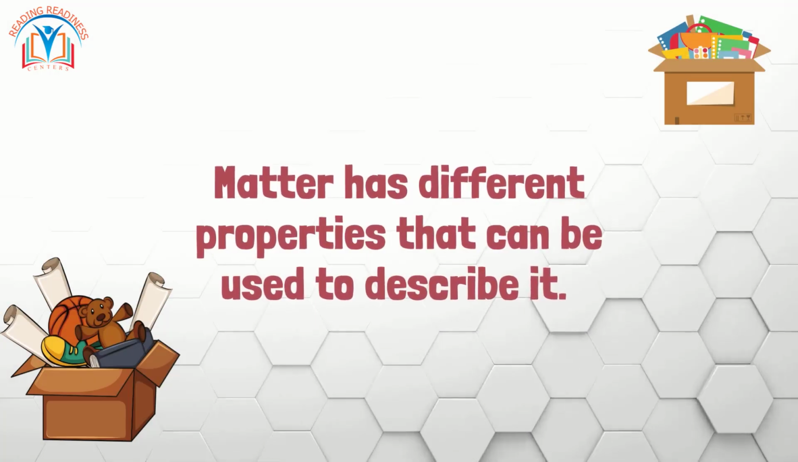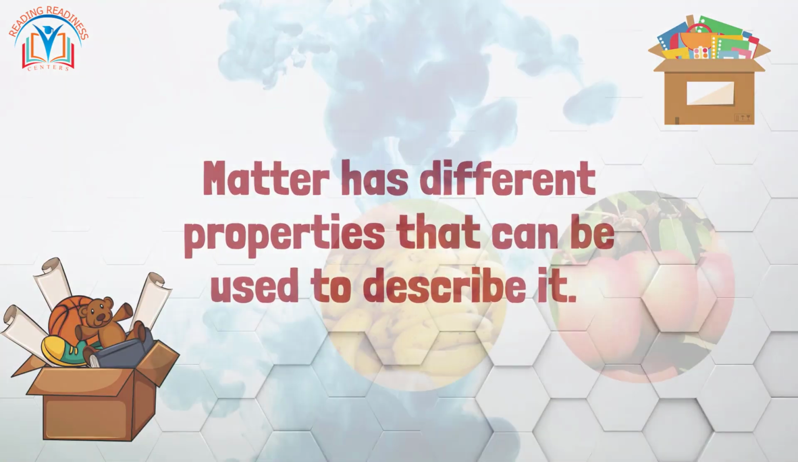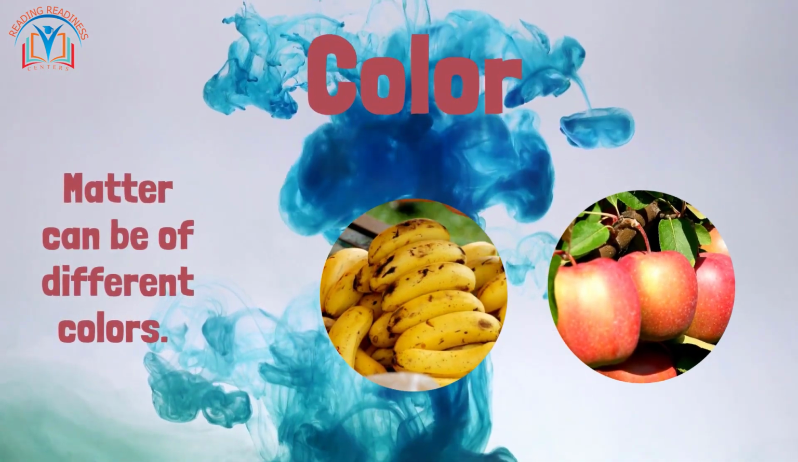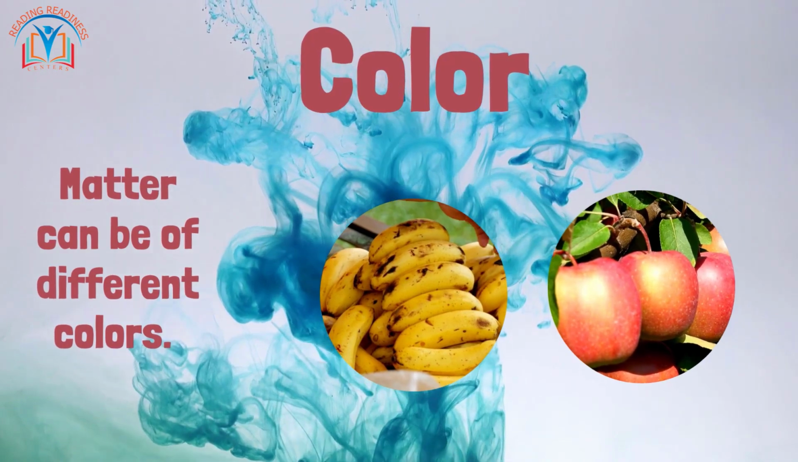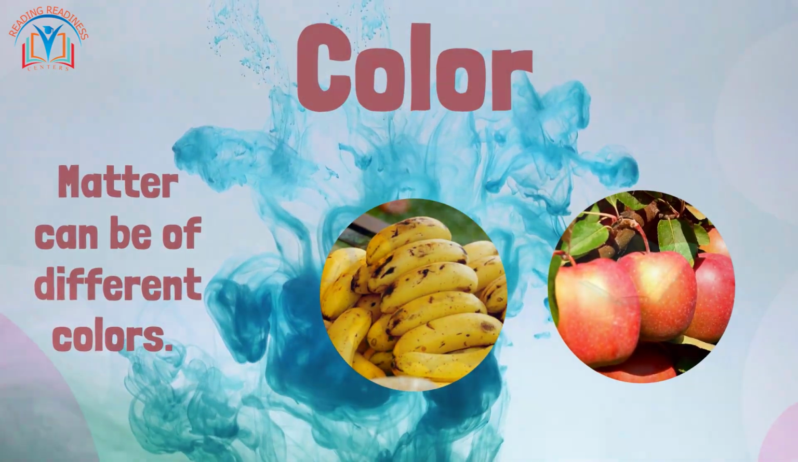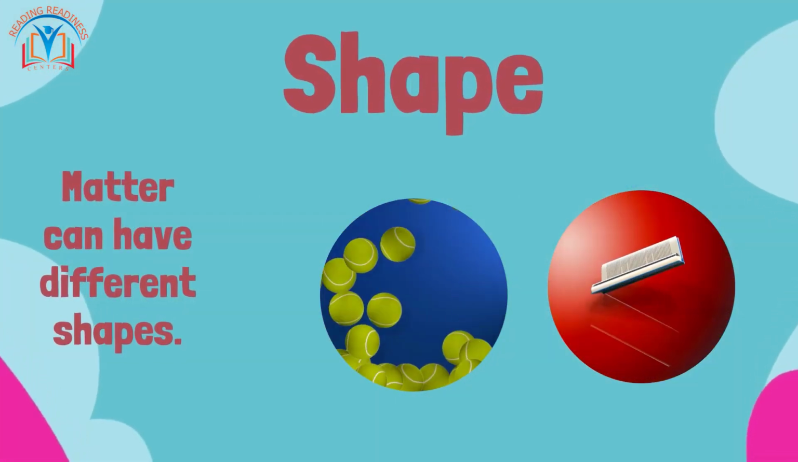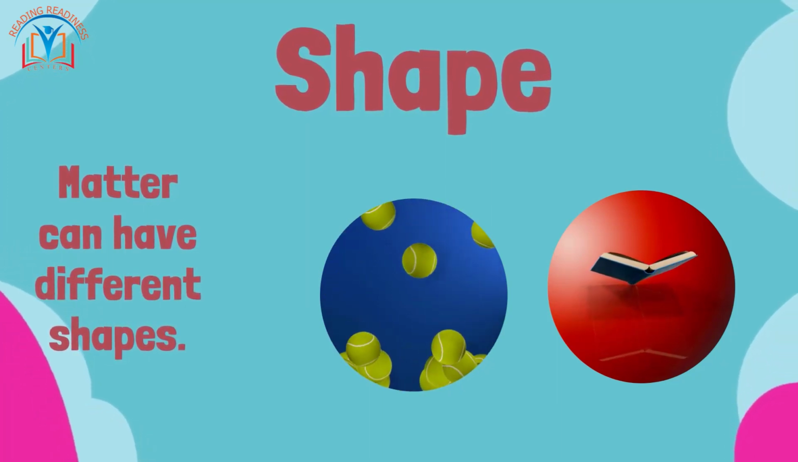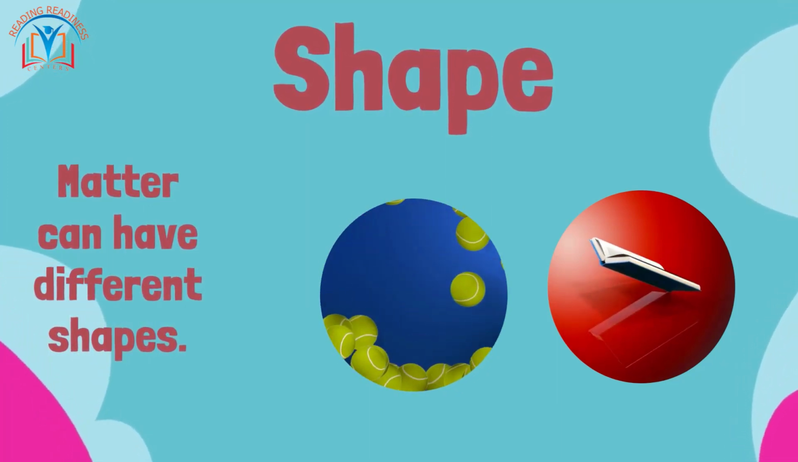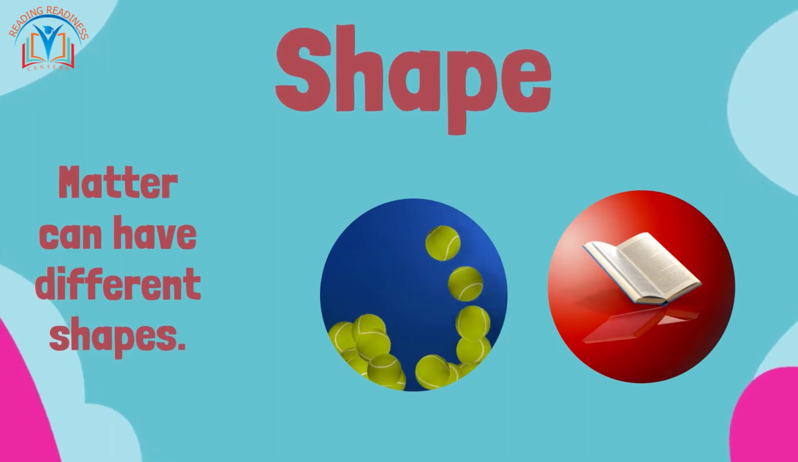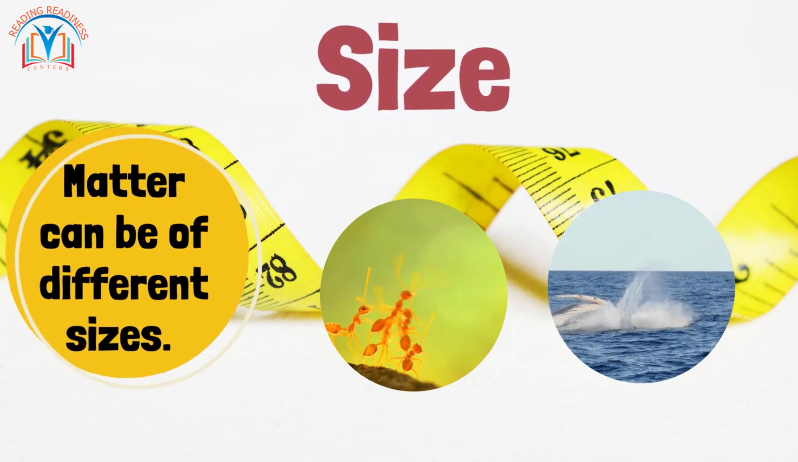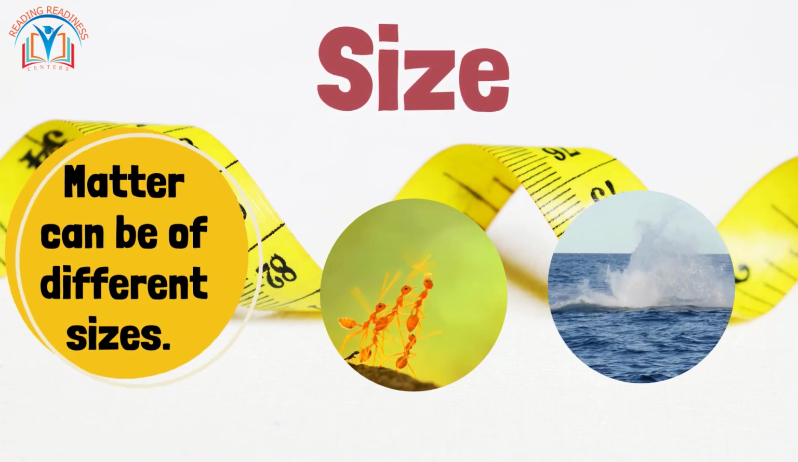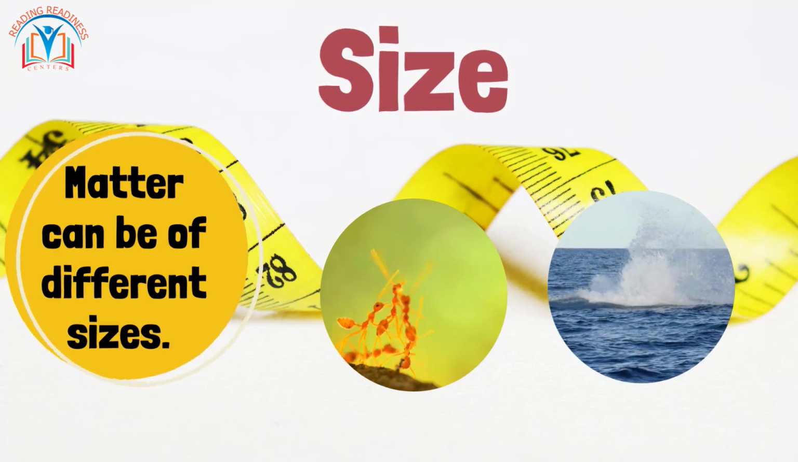Matter has different properties that can be used to describe it. Color. Matter can be of different colors. For example, a banana is yellow, while an apple is red. Shape. Matter can have different shapes. For example, a ball has a round shape, while a book has a rectangular shape. Size. Matter can be of different sizes. For example, an ant is very small, while a whale is very large.